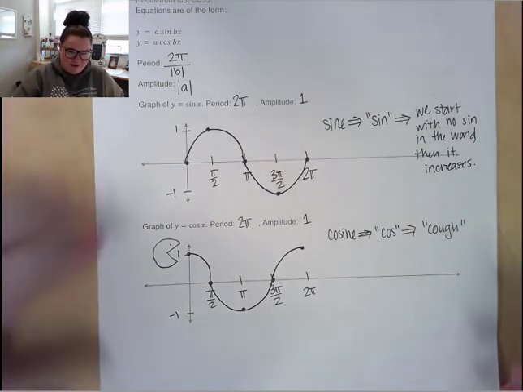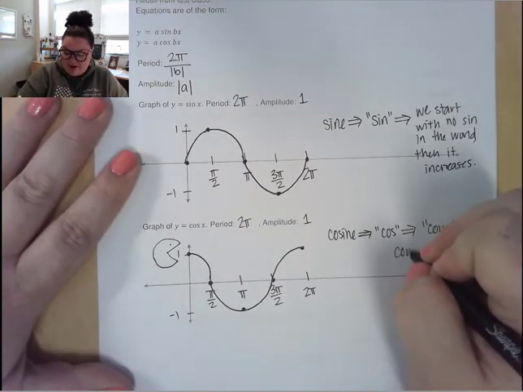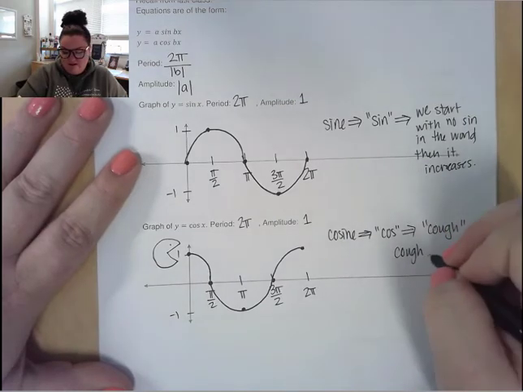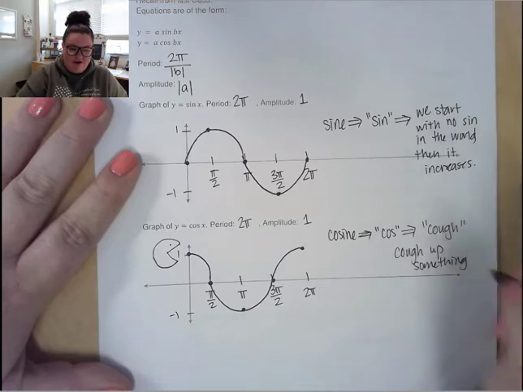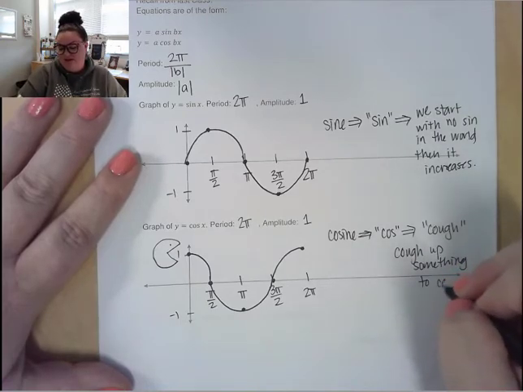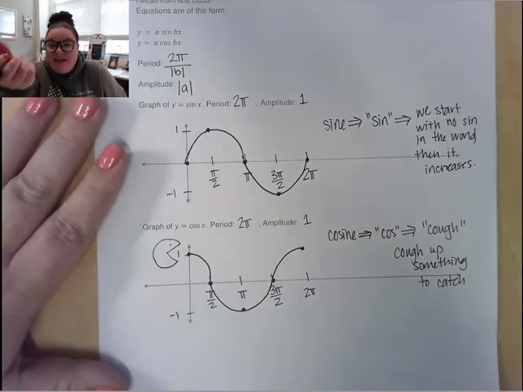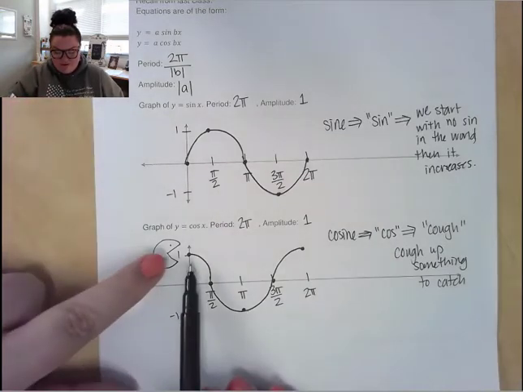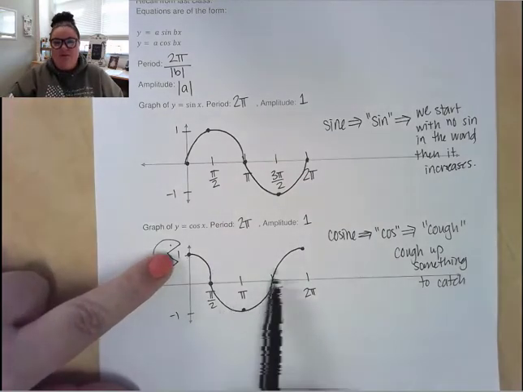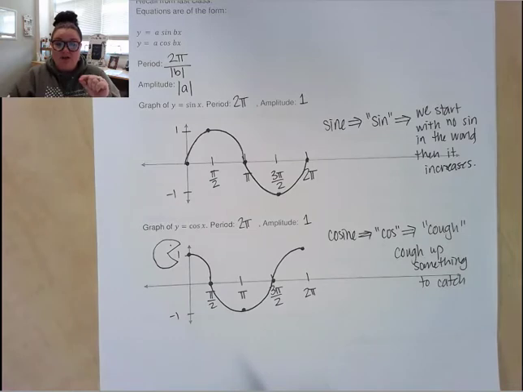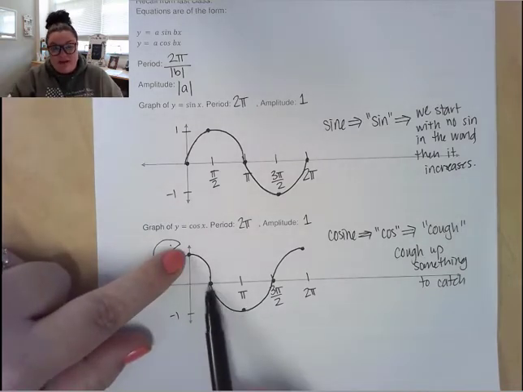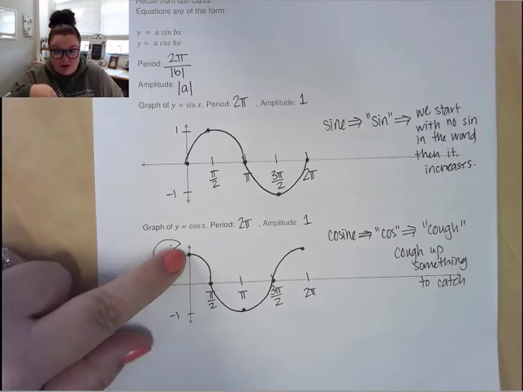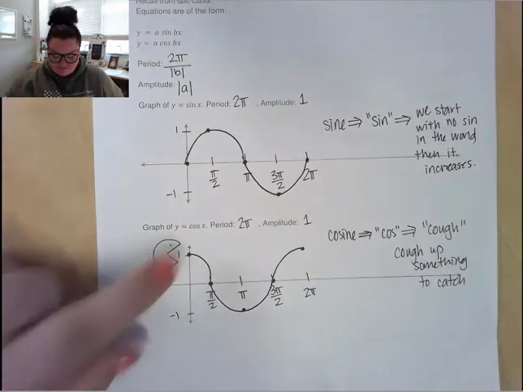Okay, I don't know if that helps or not, but you can think of this as coughing. Cough up something to catch, right? Because once you cough it out, you gotta catch it up here. So whatever you put in your mouth, it comes down, you cough it back up. So the big thing for cosine to remember is it always starts up at 1, and then it decreases. It goes down your windpipe, and then you cough it back up, right?